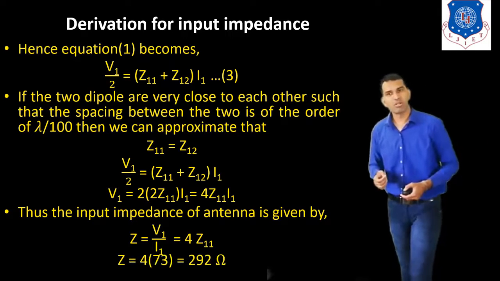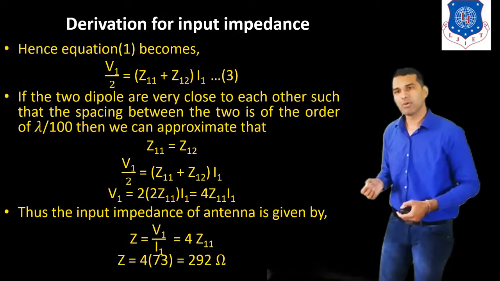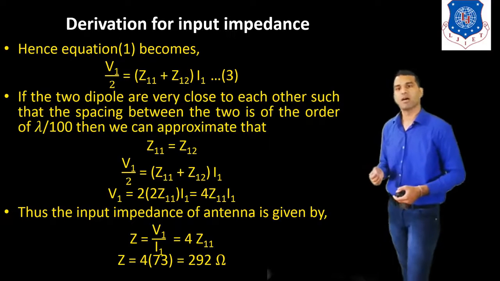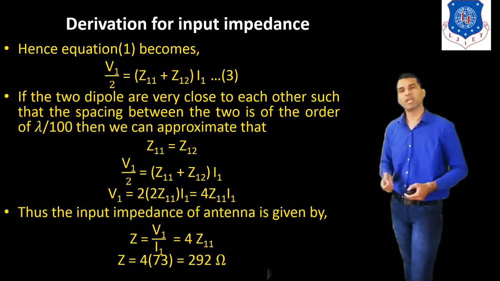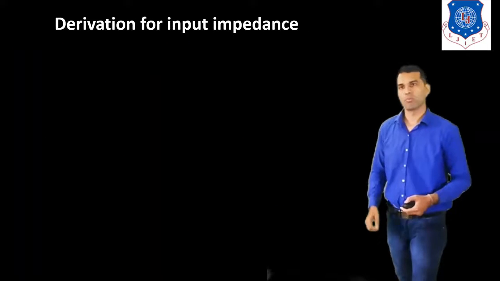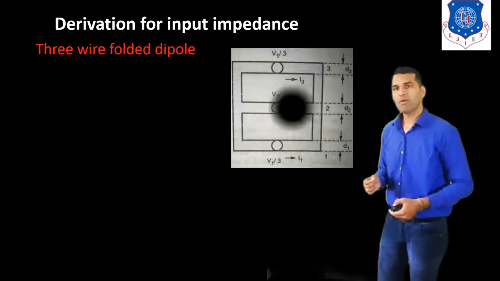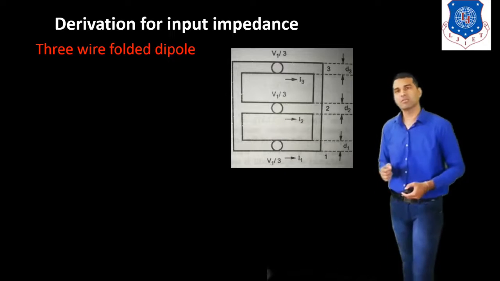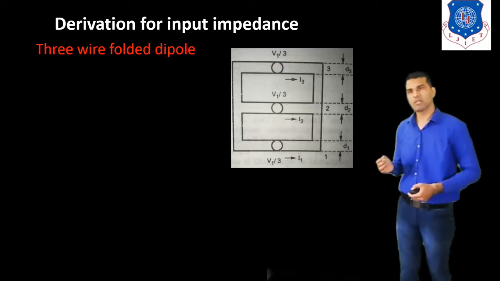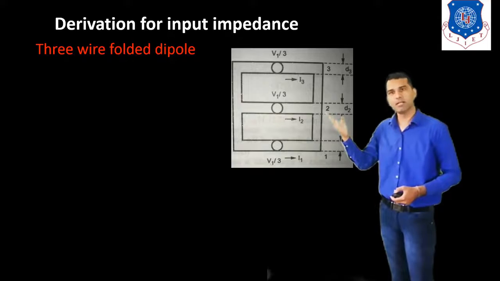And we also know that Z11 is nothing but 73 ohm. So we get the input impedance Z is equal to 292 ohm. Now we discuss the derivation for input impedance in the 3-wire folded dipole case.